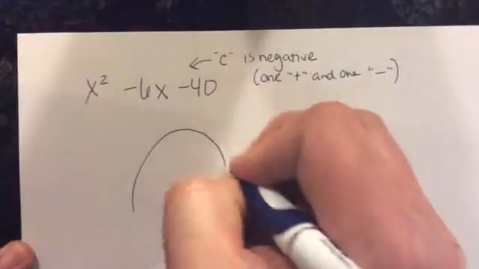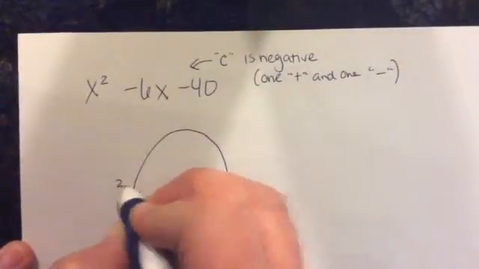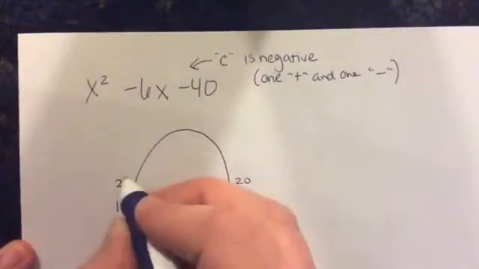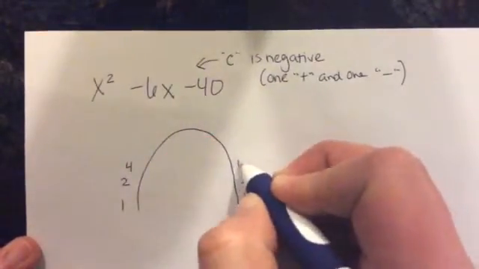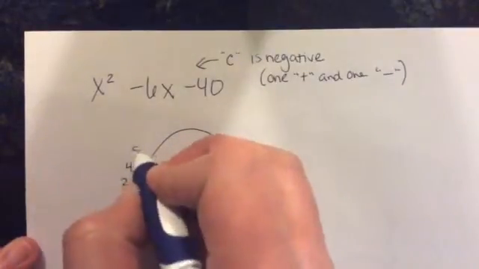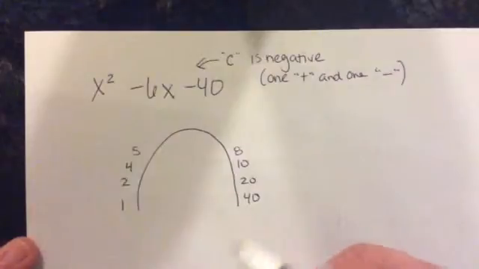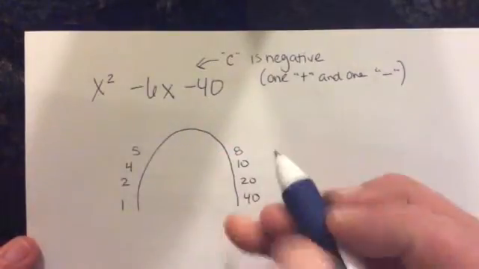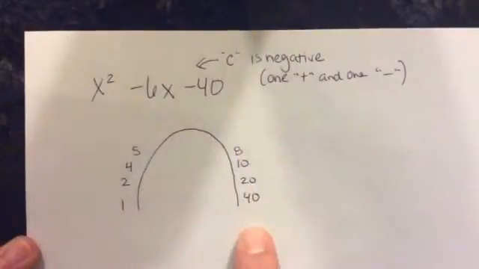So I'm going to draw my hill. 40 divided by 1 is 40. 40 divided by 2 is 20. 40 divided by 3 I cannot do. 40 divided by 4 is 10. 40 divided by 5 is 8. 40 divided by 6 I cannot do. 40 divided by 7 I cannot do. And when I do 40 divided by 8, I'm back to my other side, which means I've completed the hill there.